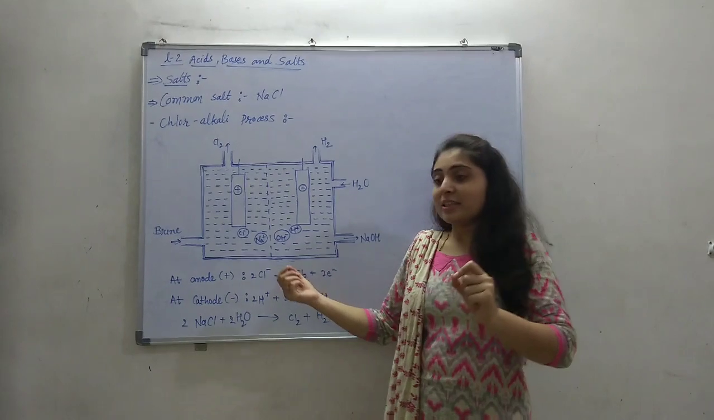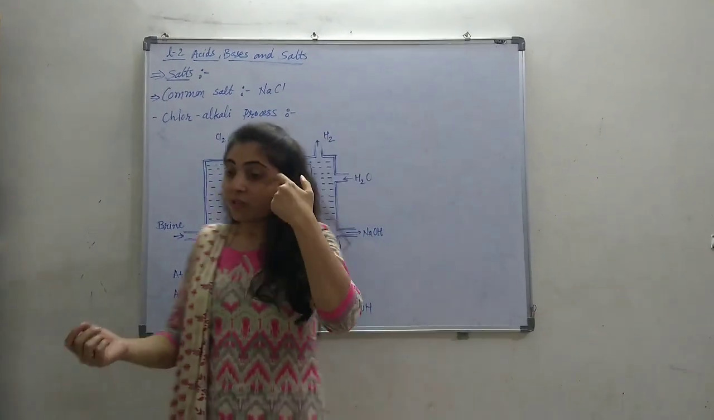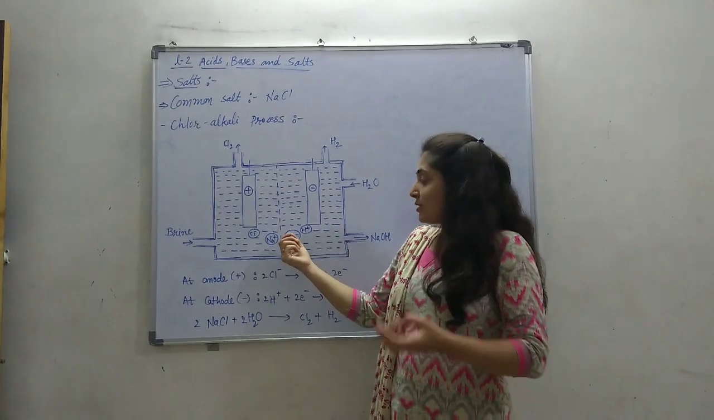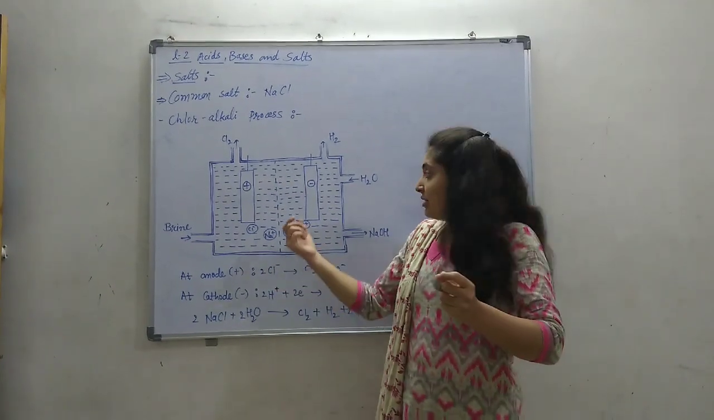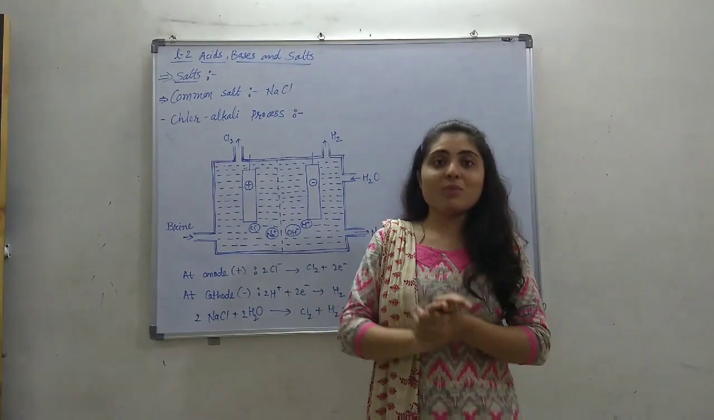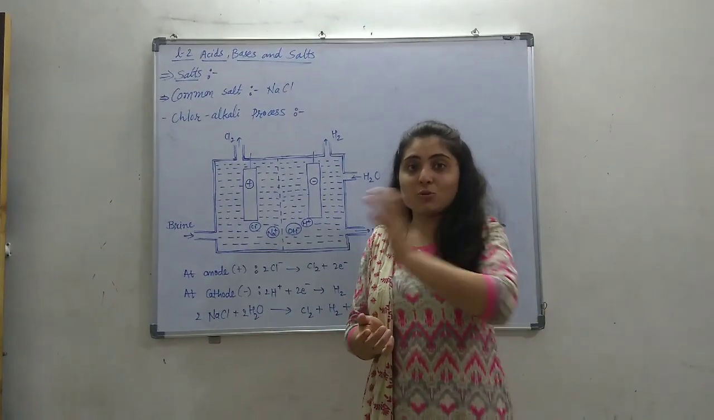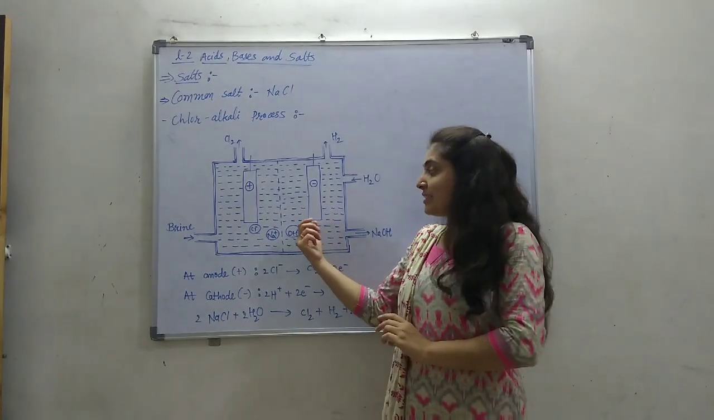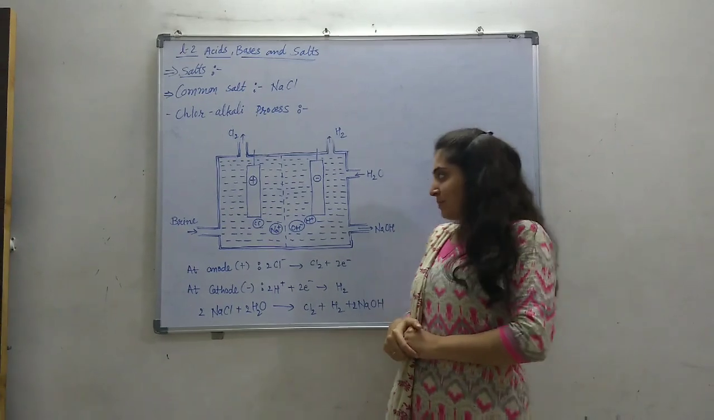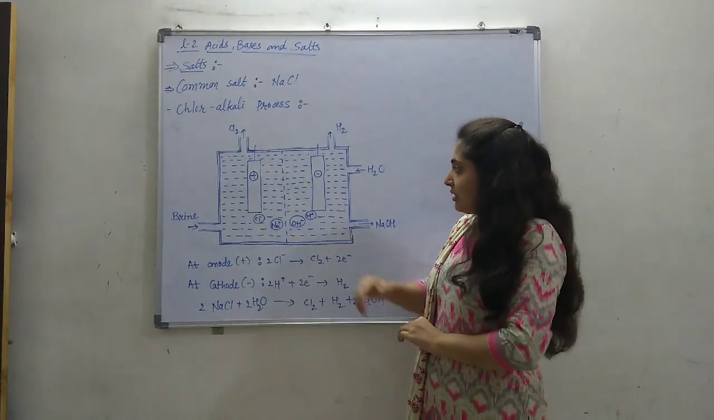This membrane is made up of polymers. This is a very special kind of polymer, and it can pass only positive ions. Negative ions or electrons cannot pass through it. It is a proton conductor, which means the positive ion can pass through it. So this is the membrane.